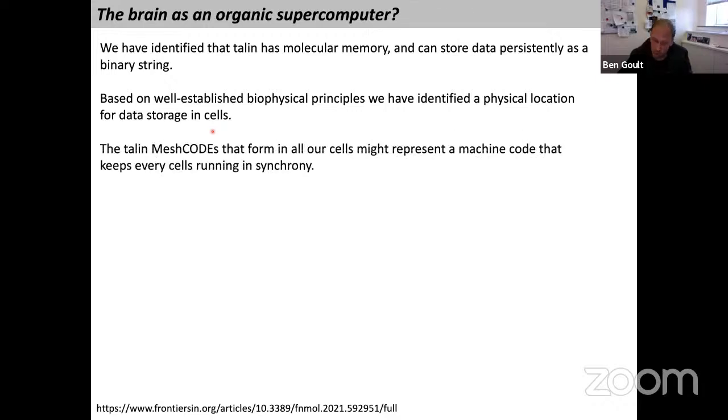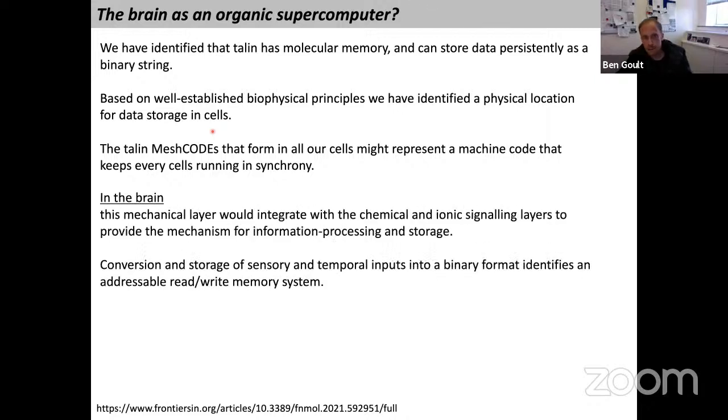And it might be that because all of our cells have this same machinery, the same mechano-memory machinery, maybe this is a machine code that's keeping every single cell running in synchrony and working to the same hymn sheet, so to speak. And in the brain, what I also think is interesting is that all that's already known about the brain fits beautifully into this model.